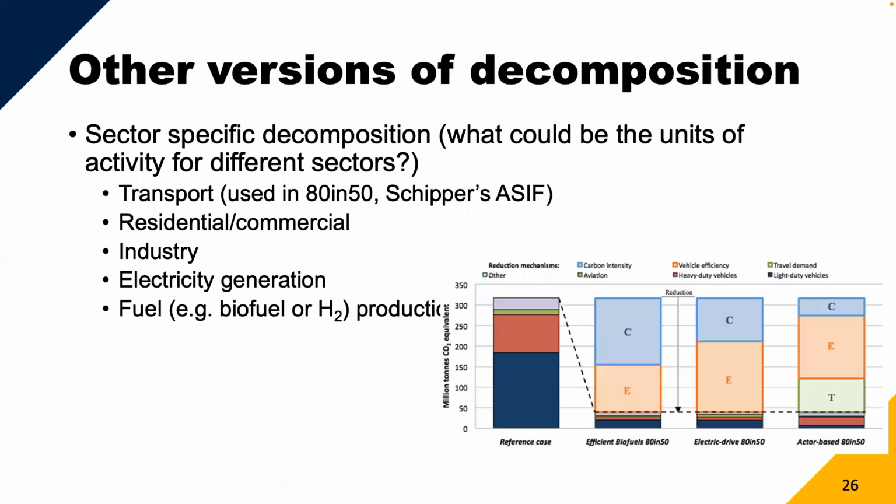So other versions of decomposition, there's a couple of these tools that are basically the same thing, but could be more sector specific. So for example, in transport, there's one that's well known, 80 and 50, but then you can have specific decompositions within different energy sectors.